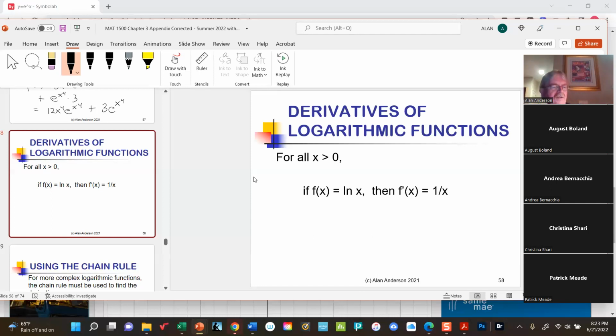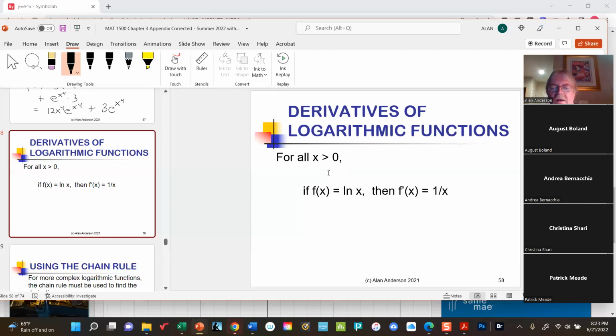All right, we're ready for logs. Okay, so let's start with a simple case. If f of x is the natural log of x, then the first derivative very simply is 1 over x. Okay, that's easy to remember.